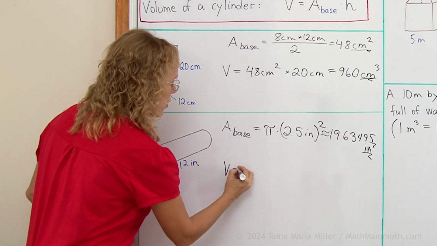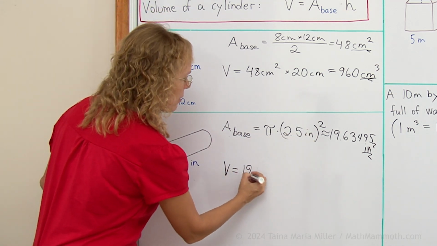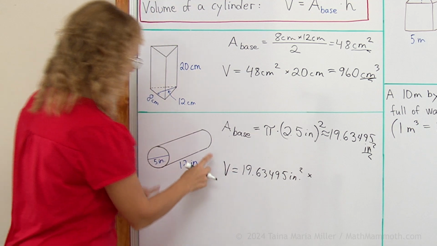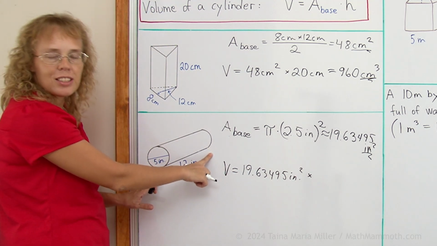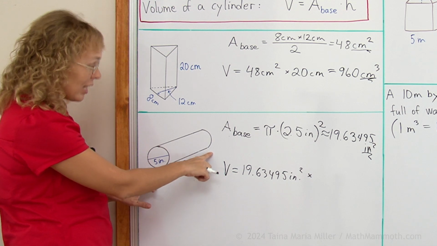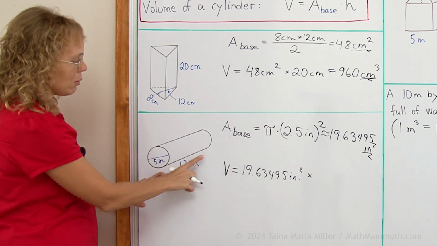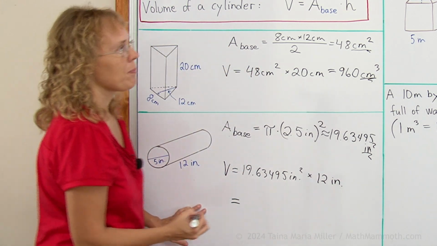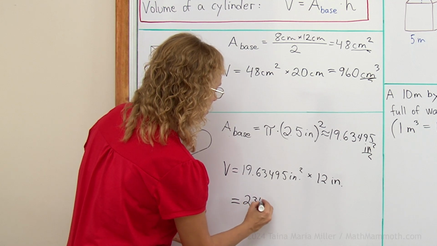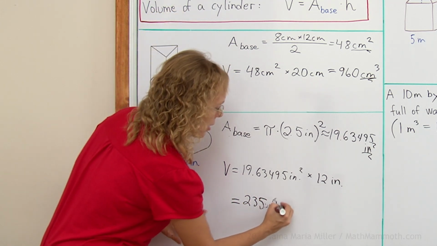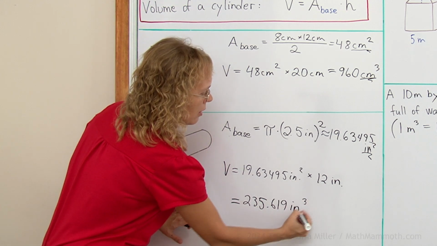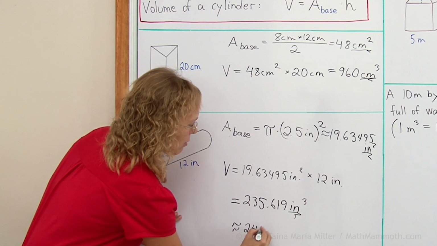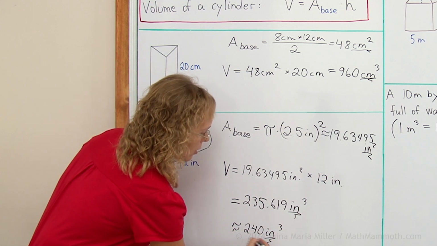And then the volume, you just take the area of the base, that number there, square inches, times the height. Of course, it doesn't look like height here, but you have to imagine that if this cylinder was standing upright, this would be the height, 12 inches. Okay. And we get 235.619. Now the unit here is cubic inches, which you want to round to, let's say, 240 cubic inches. This is our answer.